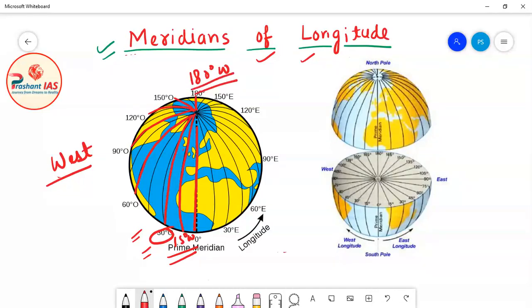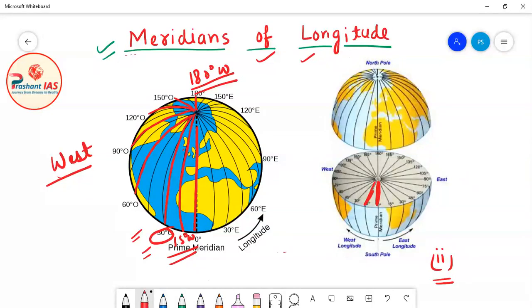Now friends, I will explain this concept in diagram number 2, because you will get this concept more clearly in diagram number 2. So this is prime meridian, you can clearly see this is prime meridian 0 degree, this is 15 degree west.